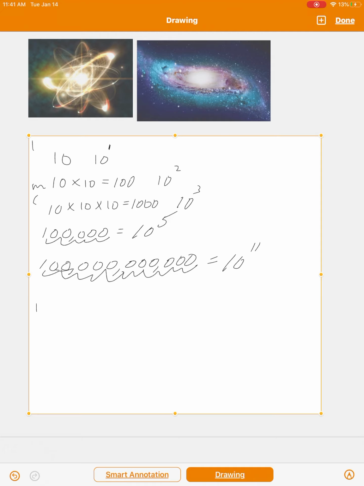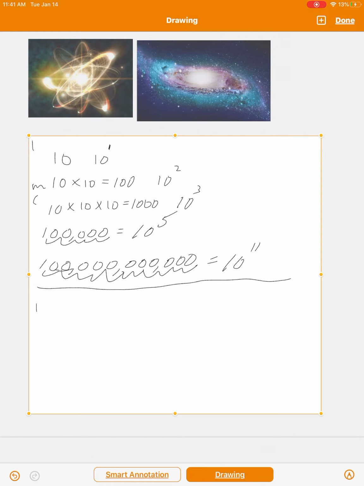Okay? And that's essentially the idea. So now we can represent a really large number, like 100 billion, much more easily as 10 to the 11. Now, we can also do the same thing with small numbers. Okay? So let's take a look at the pattern here. 100 billion is 10 to the 11. 100,000 is 10 to the 5. 1,000 is 10 to the 3. 100 is 10 to the 2. And 10 is 10 to the 1.